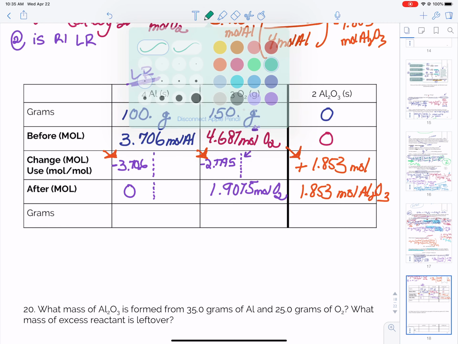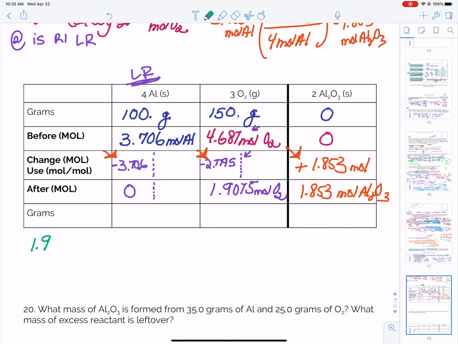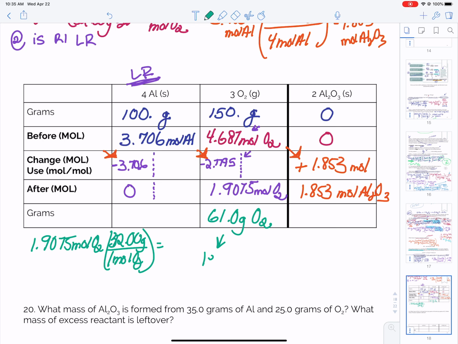So let me get a green for this, right? If I take 1.9075 moles of O2 and convert it back, 1 mole of O2, 32.00 grams, that equals something. What does that equal? That equals 61.0 grams of oxygen. Now, what is that? That's the oxygen that's left over, right? That's the excess reactant. And then I can take my 1.853 moles of Al2O3.